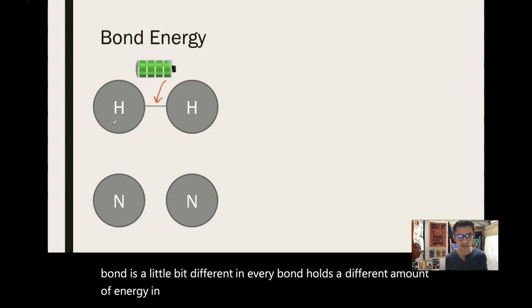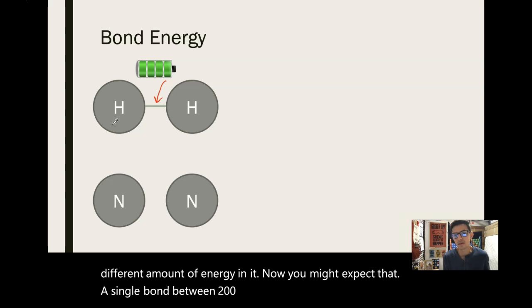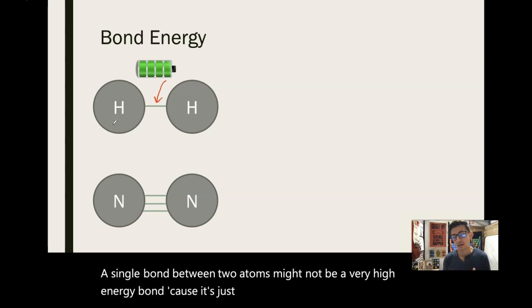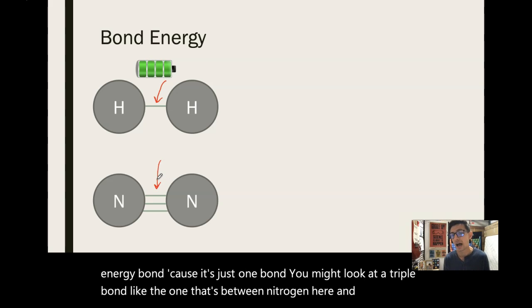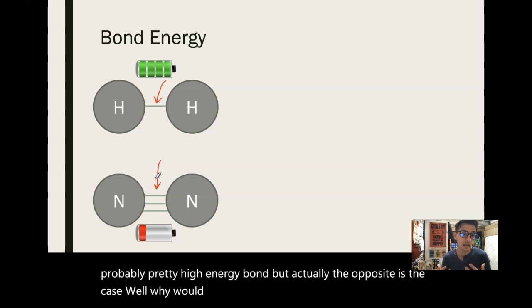Now, you might expect that a single bond between two atoms might not be a very high energy bond because it's just one bond. You might look at a triple bond like the one that's between nitrogen here and say, okay, probably a pretty high energy bond. But actually, the opposite is the case. Well, why would a triple bond be a low energy bond and a single bond be a high energy bond?